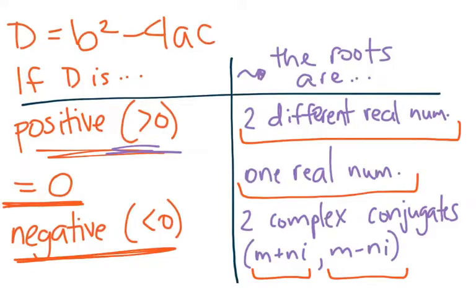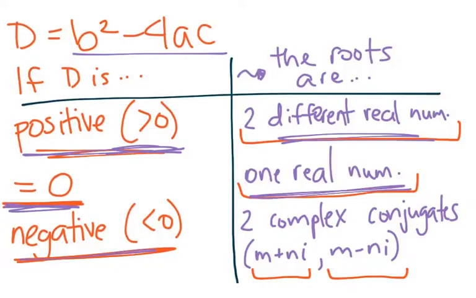So once again, keep in mind, if it's a positive discriminant, if b squared minus 4ac is greater than 0, two different real numbers as the roots or zeros. If the discriminant is equal to 0, it will be one real number, and if it is negative or less than 0, it'll be two different complex conjugates as the roots or the zeros.